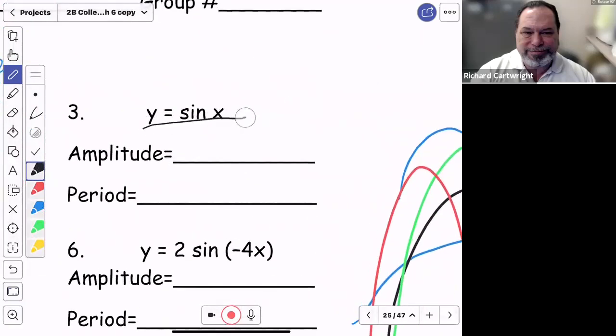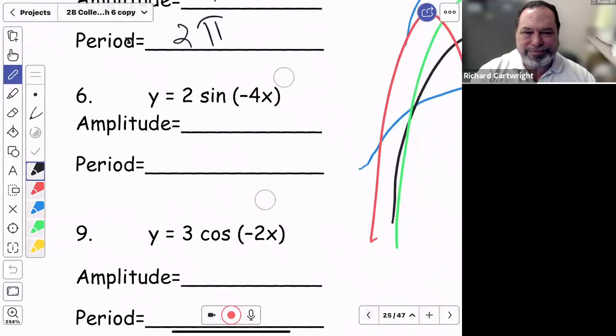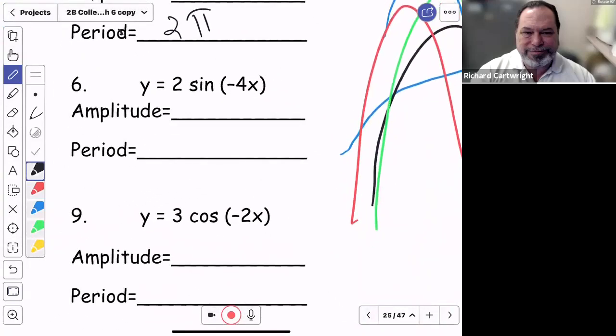This is a normal sine curve. A is 1. B is 1. Amplitude is 1. Period is 2 pi because 2 pi divided by 1. We drop down to number 6. This is going to probably need a reteaching of something. I have a negative angle here. So let me talk about that negative angle for a minute.